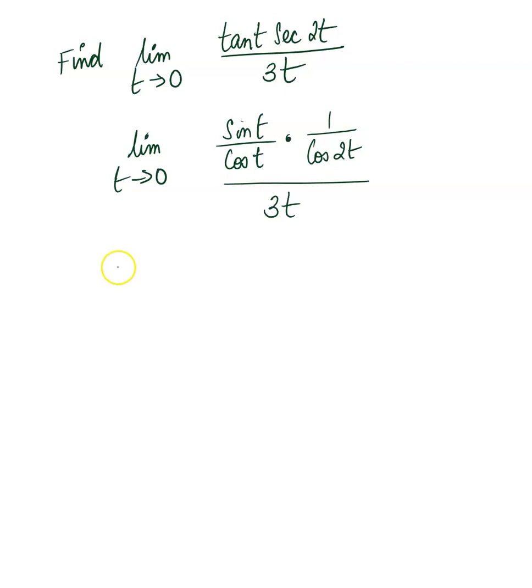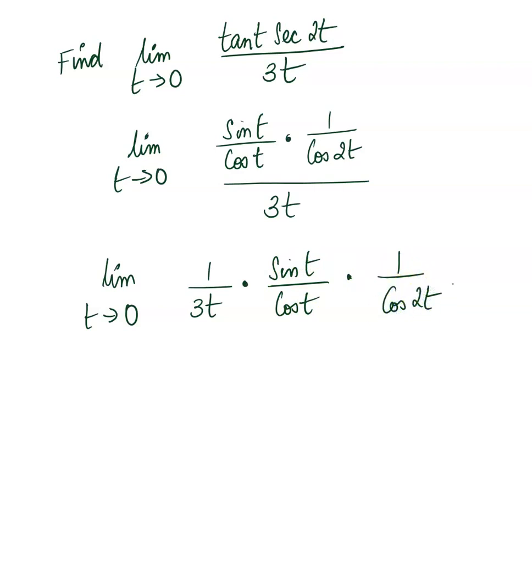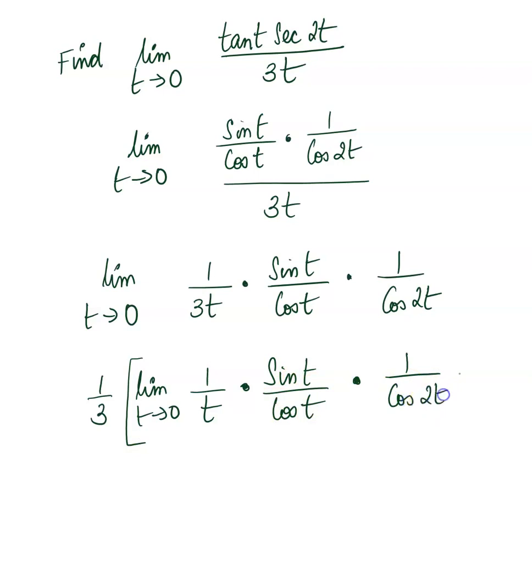So you have layers of fractions there, right? Please try to simplify that. This is the whole thing, numerator over 3t, which is basically 1 over 3t times sine t over cosine t times 1 over cosine 2t. Agreed? Now the 1 over 3 out of the 1 over 3t can be pulled out, it's a constant. So that's 1 over 3 times the limit of 1 over t times sine t over cosine t times 1 over cosine 2t. Remember again, when we apply t as 0, wherever cosine is, it becomes cosine 0. 2 times 0 is also 0. So in both these cases, cosine is in the denominator and it turns into a 1. So it's well defined, not a problem.